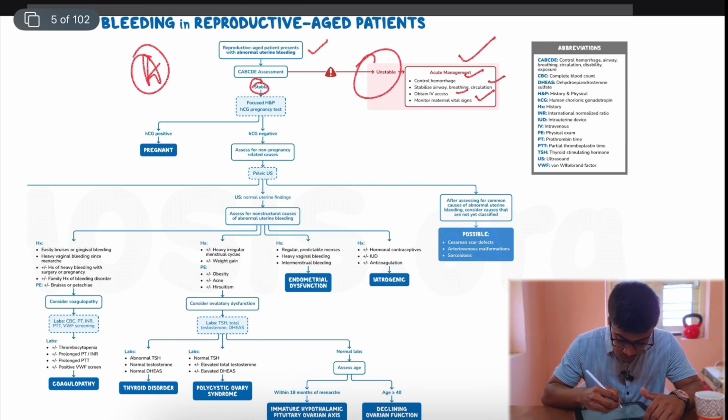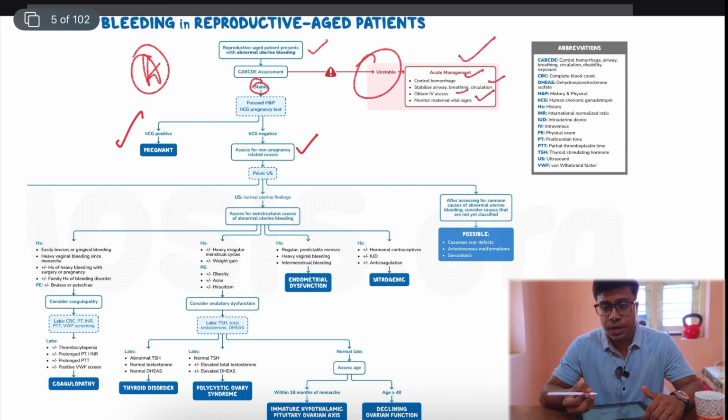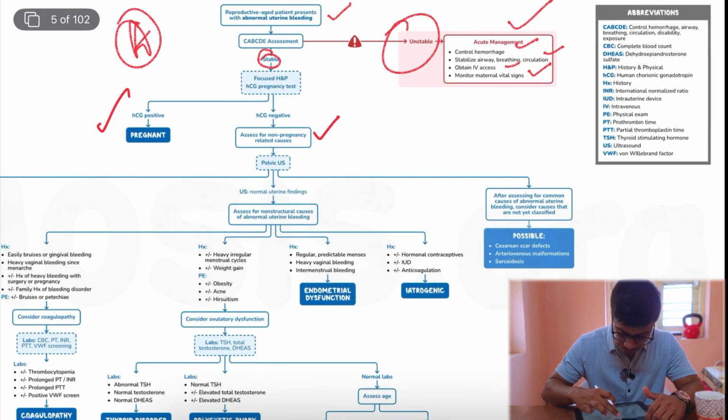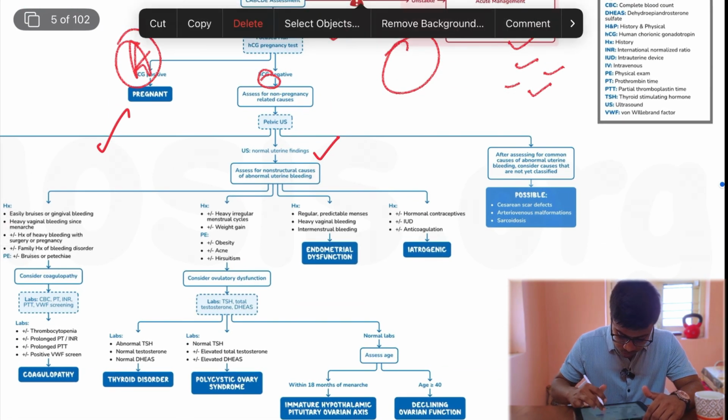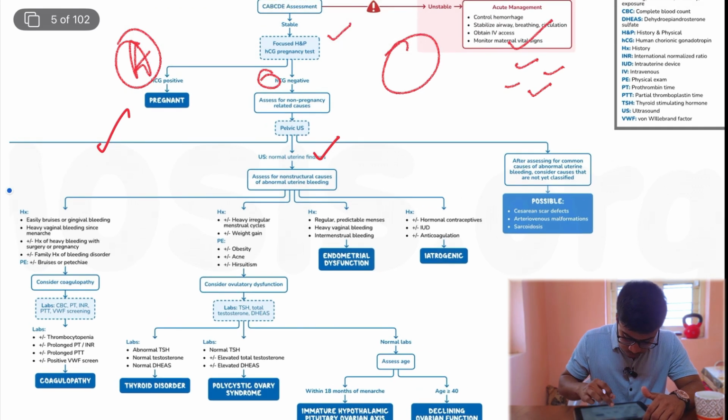Apart from that, we have to do the urine pregnancy test. If it is positive, pregnancy is there, and if negative, we look for non-pregnancy related causes. Now the main diagnostic we have to do is pelvic ultrasound. On pelvic ultrasound, there will be different presentations according to the clinical cases.